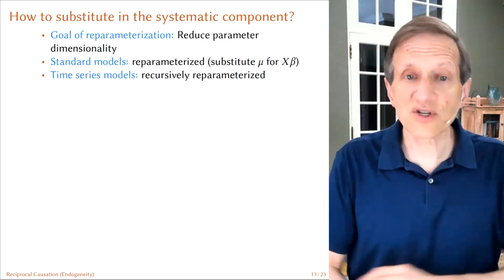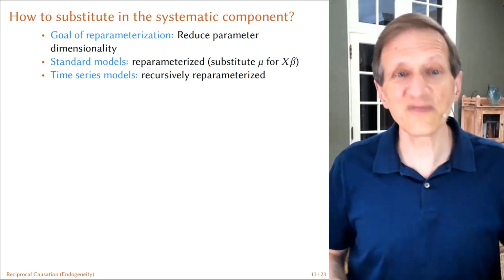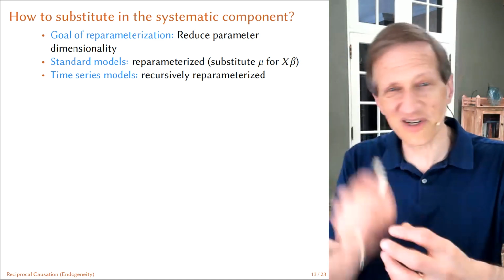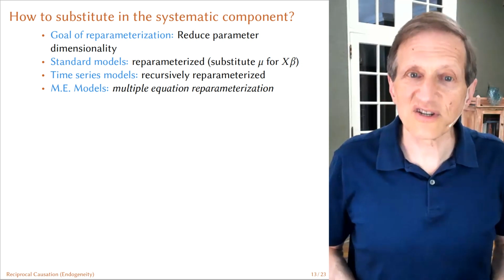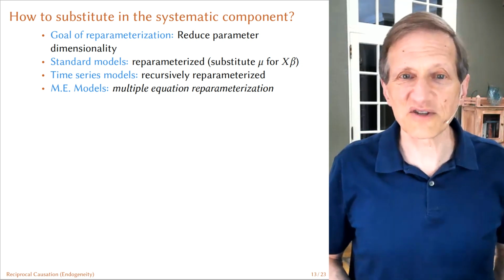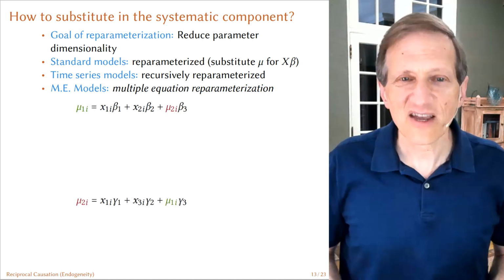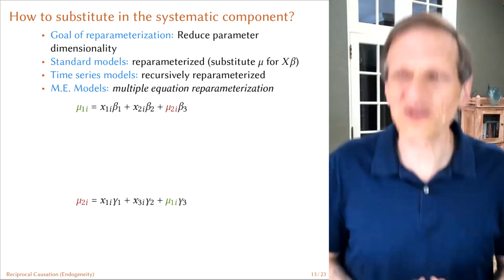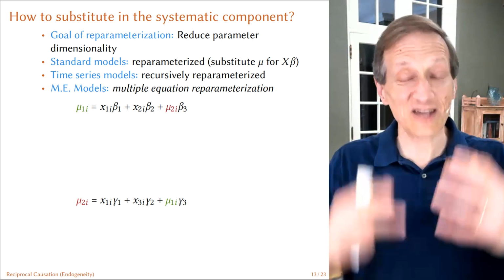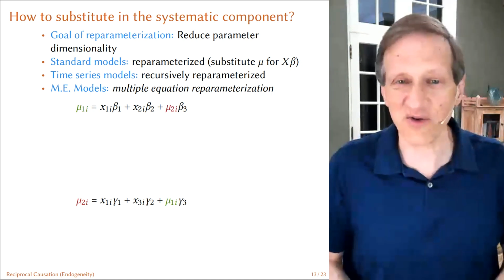There are time series models, which I haven't shown you, but they reparameterize recursively. You take the past and you put it in, and it keeps going. There are multiple equation models now, which give us multiple equation reparameterization. Okay, so let's do that. Now I'll show you what multiple equation reparameterization is. The idea is you use both equations at the same time to solve this problem.